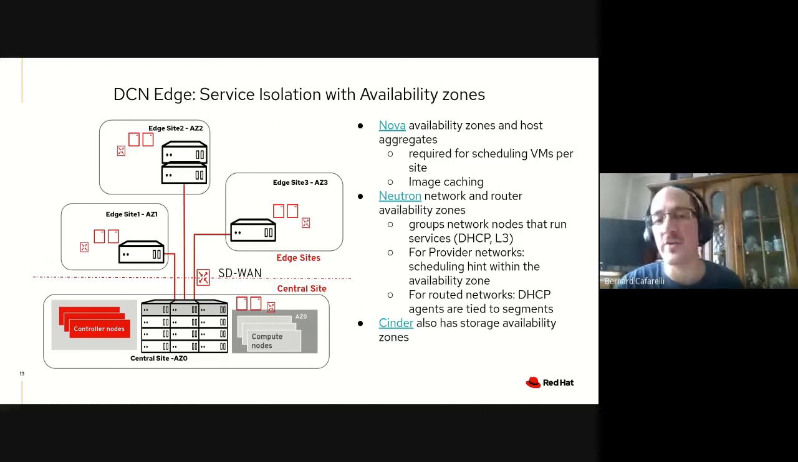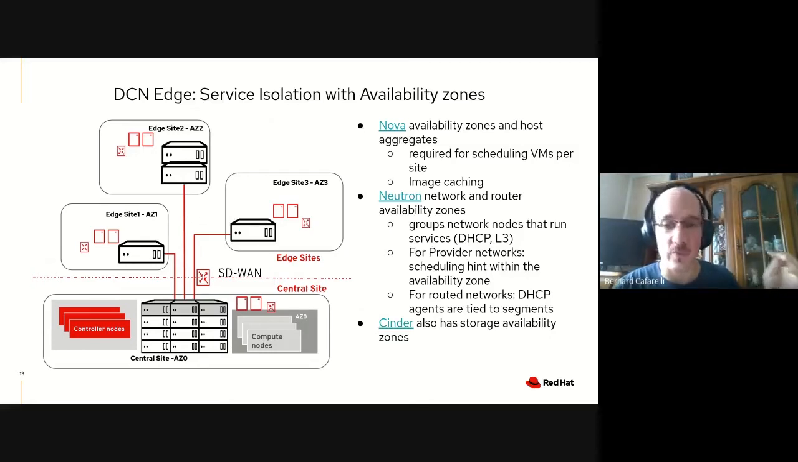It's required to schedule VMs on the correct edge site. You don't want them to spawn on the other side of the country, and also for performance optimization, like image caching. Neutron also has availability zones, with two concepts, network and router. The network one is to group network nodes that run the services. So for ML2 OVS, it's mostly DHCP and the layer 3 agent, and also for provider networks for scheduling within AZs.